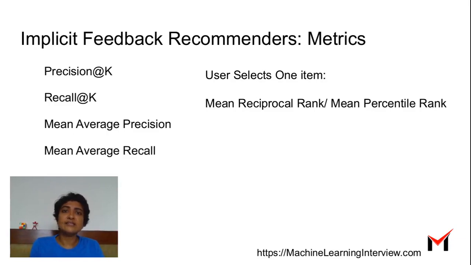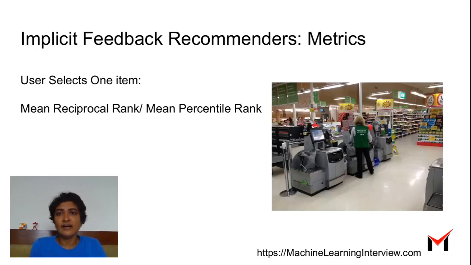Now, there is a special case here of implicit feedback recommenders where the user selects just one item. An example of this is, suppose you are trying to check out an object in a departmental store by scanning the object and you want to identify the object from the catalog. There is only one correct match. Now, if you're shown a bunch of products, you're hoping that the correct product is shown in the first few and you'll only click that. This is an example where the user selects only one item or where there is only one relevant item.